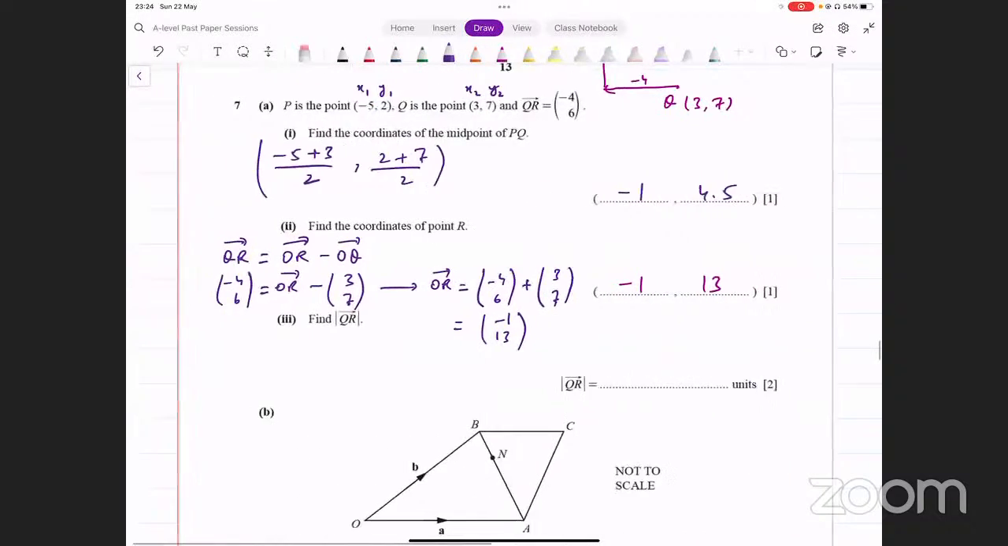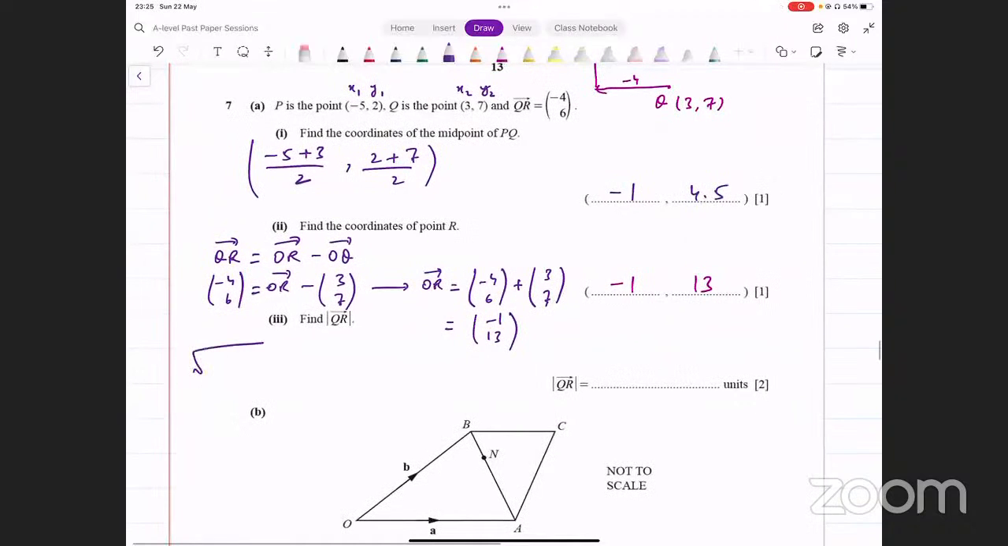ये आपको फिगर आउट करना है, QR का मैग्नीट्यूड. सो ये say स्क्वायर रूट ऑफ (-4) whole square plus 6 square, and that's going to give you the result. 16 plus 36, that's 52. 52 का स्क्वायर रूट कर लें, ये आपके पास क्या आ जाता है 7.21. So this turns out to be 7.21. That's the final result here.